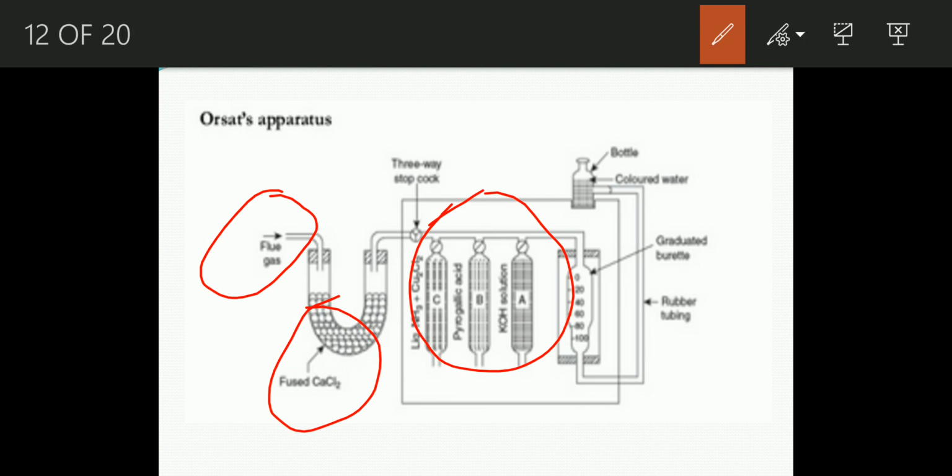The dry flue gas, after removal of moisture from U tube, is now allowed to flow into the horizontal tube by opening the three-way stopcock. Then the gas is allowed to pass into the gas burette. Usually a definite volume of gas mixture, say 100 ml of gas, is taken for analysis.